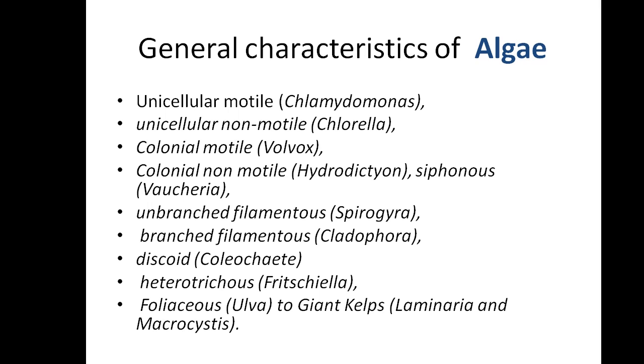So an example of the unicellular motile is Chlamydomonas, unicellular non-motile is Chlorella, colonial motile is Volvox, colonial non-motile is Hydrodictyon and Siphonous Vaucheria. Okay, next unbranched filamentous means Spirogyra, branched filamentous means Cladophora, discoid type of algae is Coleochaete, and heterotrichous example is Fritschiella, and foliose example is Ulva. The giant kelps, that is big type of algae, are called Laminaria and Macrocystis. These are all some forms of algae with the examples.